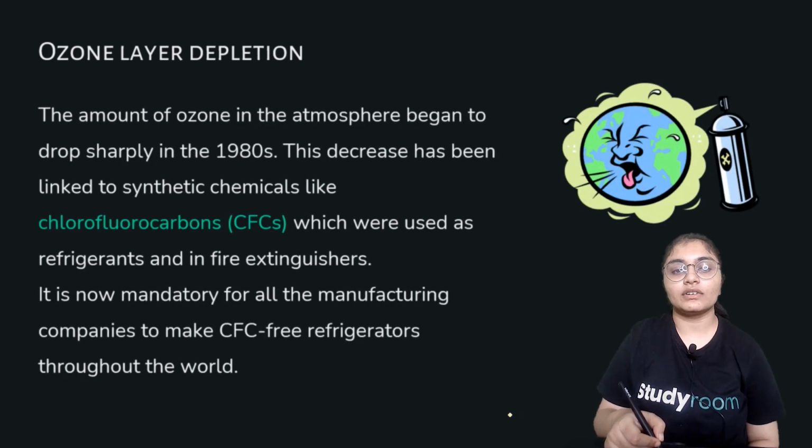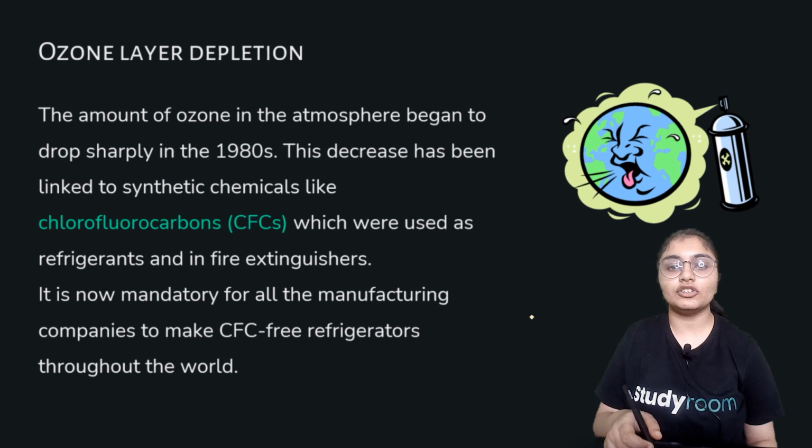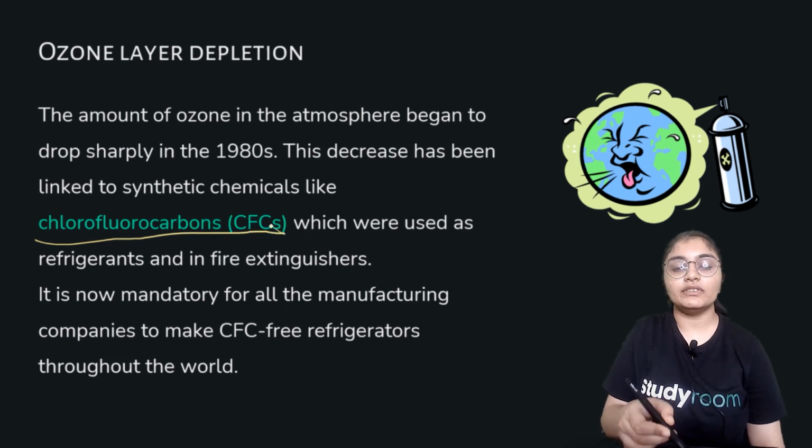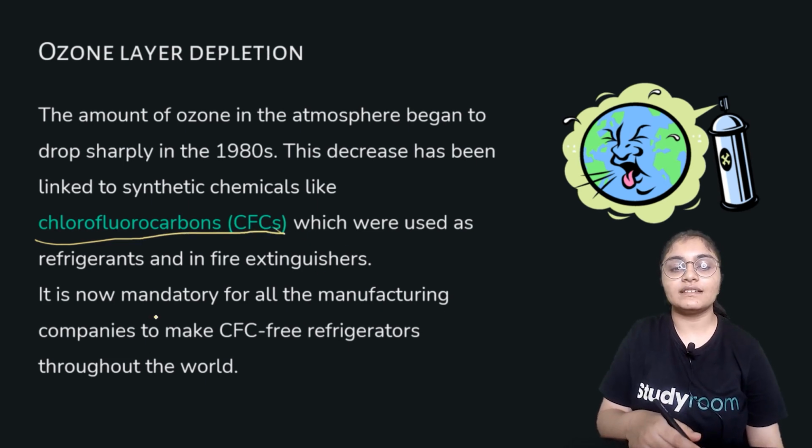Now, how is this ozone layer depleting? The amount of ozone in the atmosphere began to drop sharply in the 1980s. This decrease has been linked with synthetic chemicals called chlorofluorocarbons, or CFCs, which were used as refrigerants and in fire extinguishers. It is now mandatory for all manufacturing companies to make CFC-free refrigerators throughout the world.